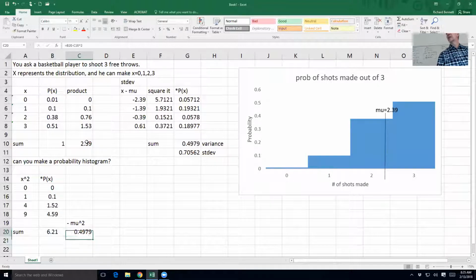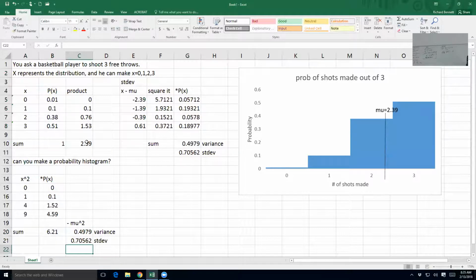What is that number? That's the variance. And finally, how do I get the standard deviation? Square root of my variance. Okay, so it works either way. Who likes formula number one? Who likes formula number two? Okay, I don't care which one you use. Use the one you like better.